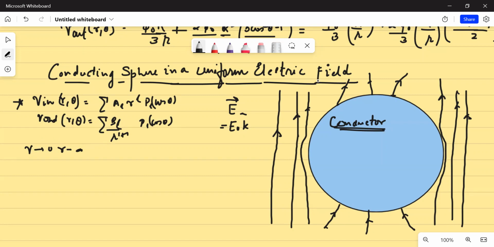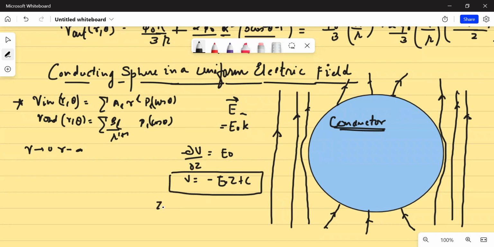But in this case, you can see that your electric field is given along k cap. So minus del V upon del Z can be written as E naught, and you can find that your potential is minus E naught Z plus C. Or more appropriately, I can write in spherical polar coordinates, your Z is equal to r cos theta. So your potential as a function of r and theta comes out to be minus E naught r cos theta plus C.